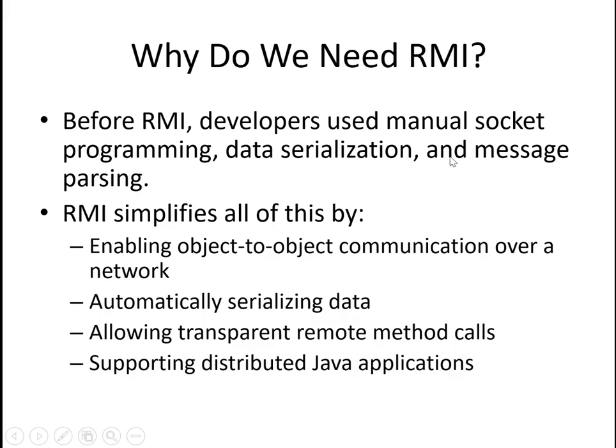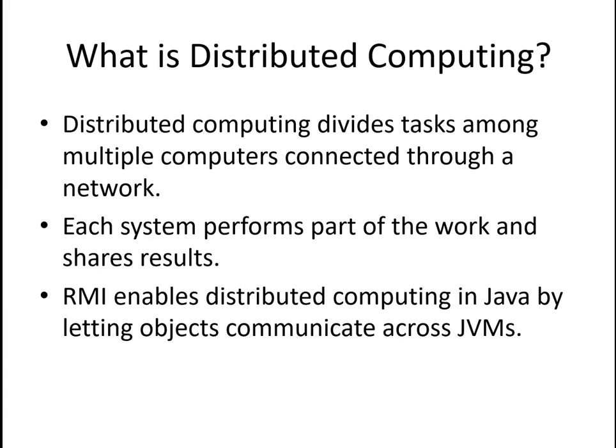Okay, and what is distributed computing? Usually the RMI is a part of distributed computing, which means that the work is divided among many computers that are connected in a network. For example, one system is responsible for storing the data, one system for processing the data, and another system for sending the report, and all the computers work together in order to complete a single task.